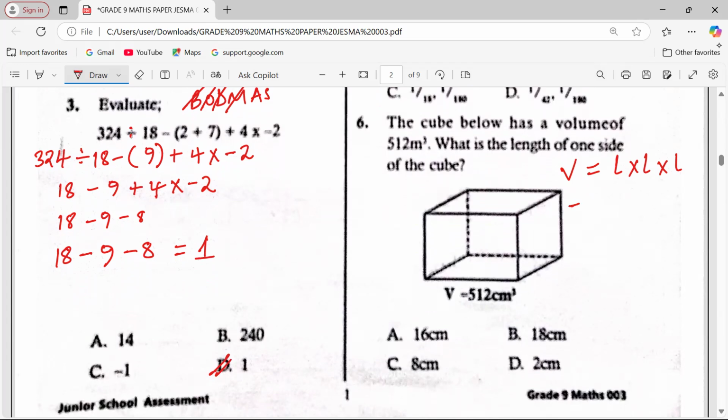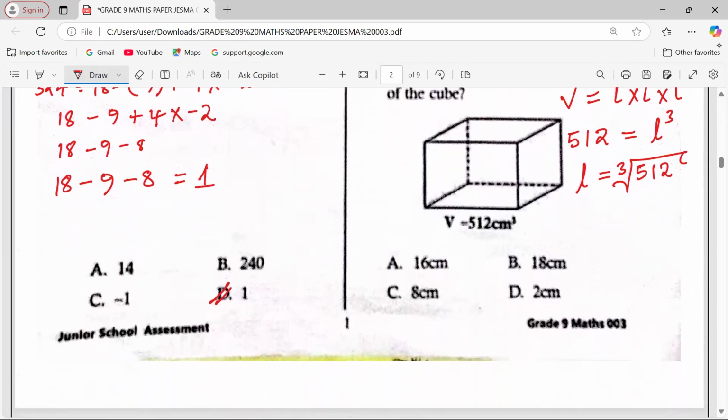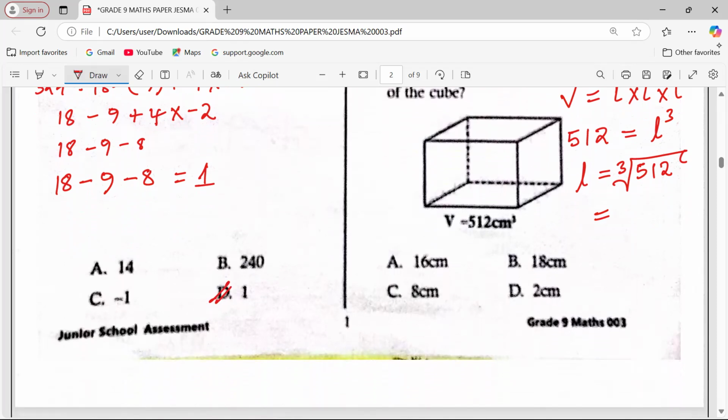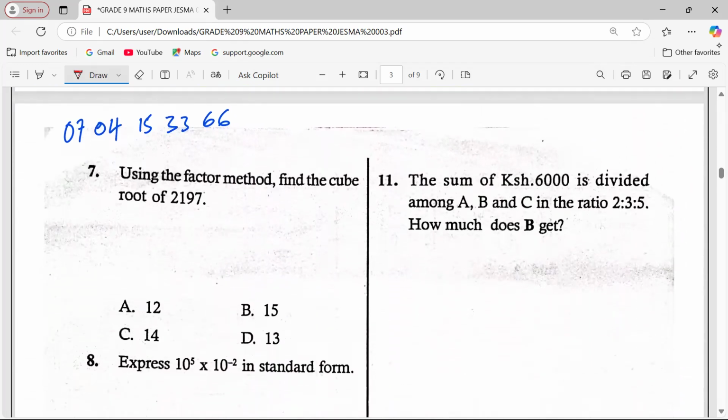Now that they are equal, we can use one unknown to represent all of them. Therefore, the volume of 512 is equivalent to length raised to power 3. That means the value of the length can be determined when we take the third root of 512. And because the question is open, you can even use a calculator to extract the third root of 512. This is going to exactly be 8 centimeters. So 8 centimeters, option C.